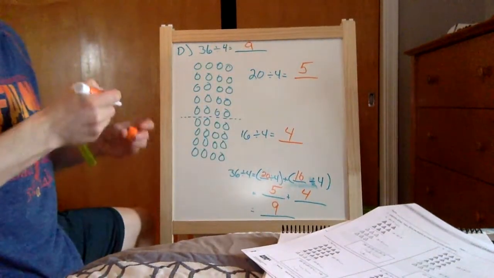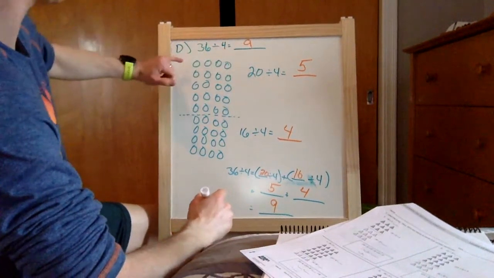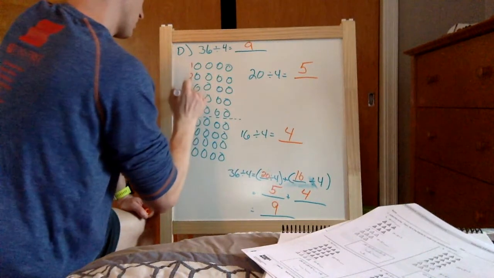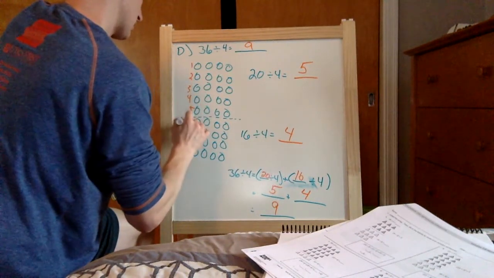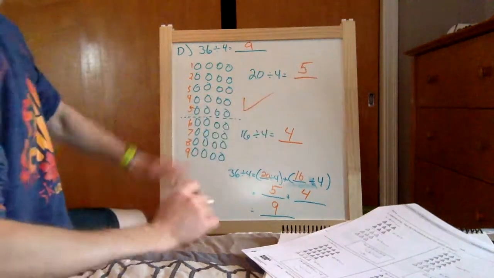And to check, we already know that the 4 shows columns, so the 9 will be rows. Let's count, make sure that there's 9 rows. 1, 2, 3, 4, 5, 6, 7, 8, 9. Check. We're good.